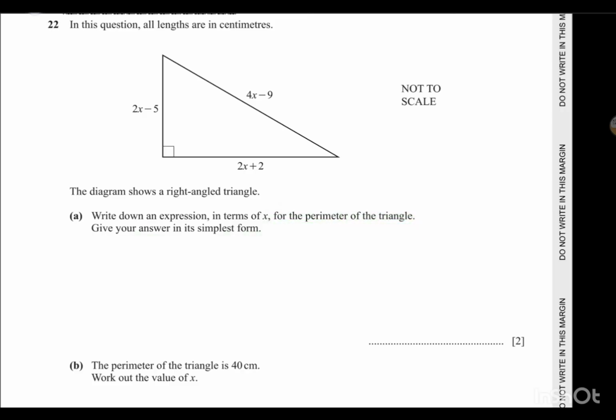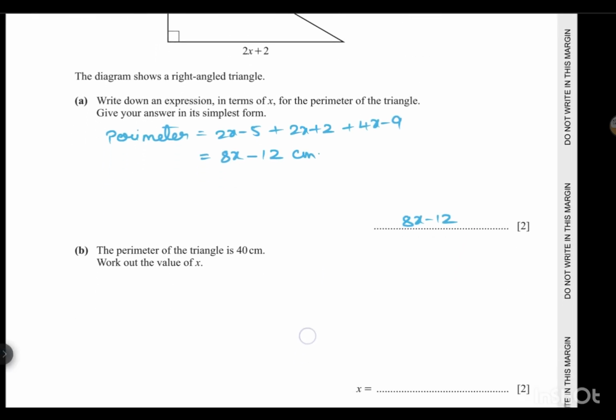So perimeter of triangle means you'll have to add all the sides of the triangle. So perimeter is equal to 2x minus 5 plus 2x plus 2 plus 4x minus 9. Taking all the x terms, if I add 2 plus 2 plus 4, I get 8x. And minus 5 plus 2 minus 9 is minus 12. So 8x minus 12 will be the expression for the perimeter. So 8x minus 12. Question number A is done. Question number B.